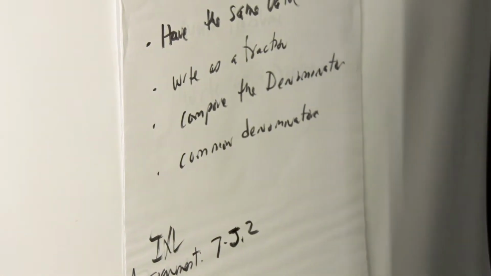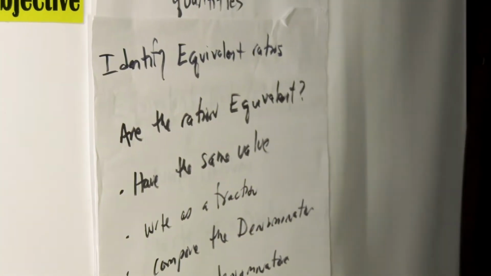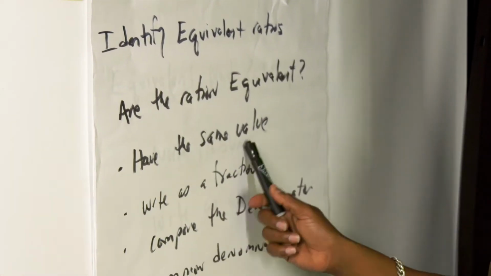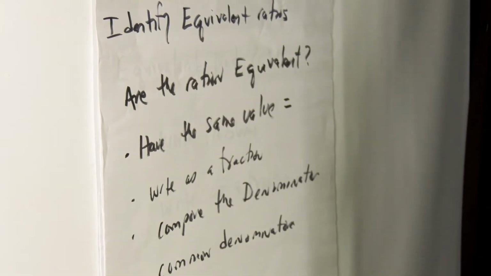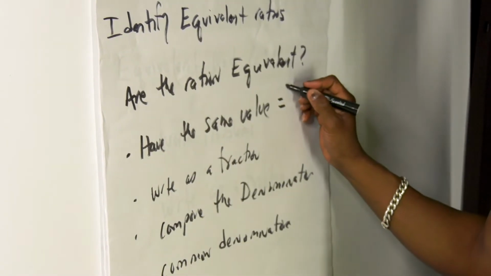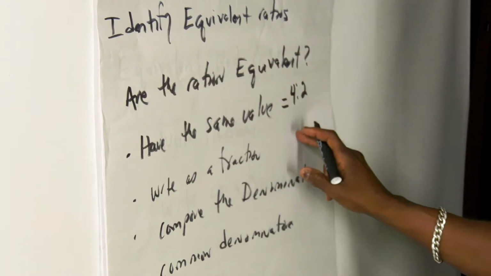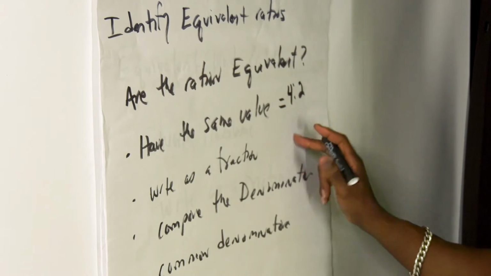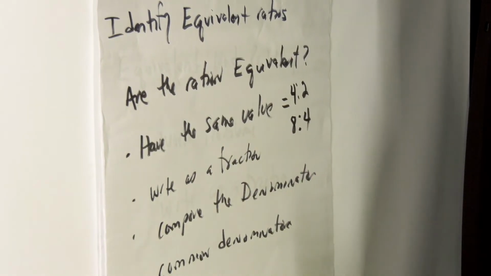And what you're going to find out when you practice this standard and identify, are the ratios equivalent? If the question has been asked, do they have the same value? So sometimes it could be equal, meaning that the ratios will be the same. For example, a ratio of 4 and 2, is it equivalent to the same thing as saying 8 and 4?